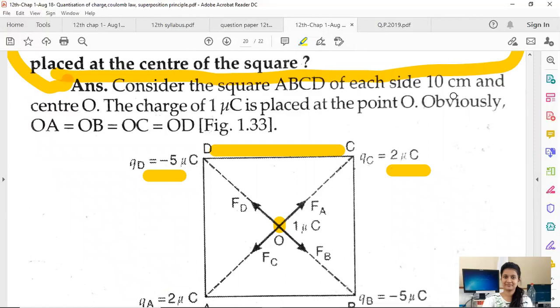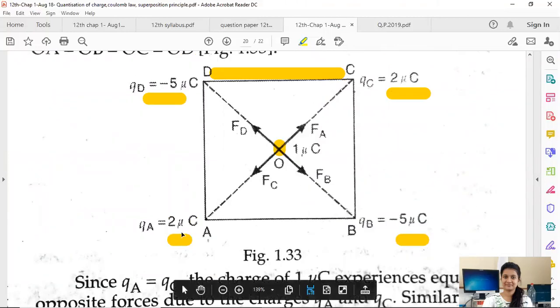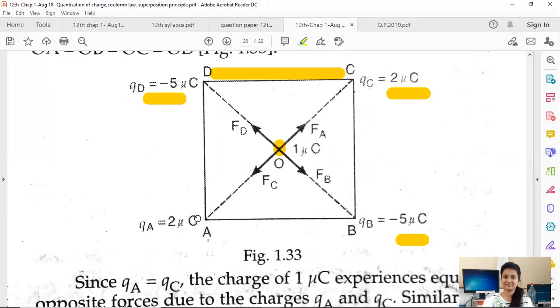ABCD is a square of 10 centimeter side. The charge of 1 microcoulomb is placed at the center. If you calculate the force FA, that is the force between this 1 microcoulomb and 2 microcoulomb, the force will be repulsive, because these two charges are of the same kind, positive sign. FA will be along this side, and for the charge at C, the force FC will be along this side.